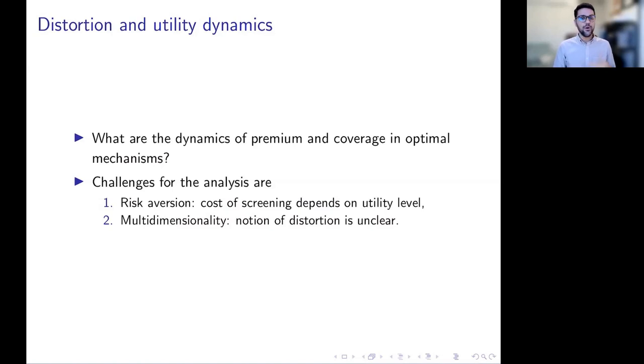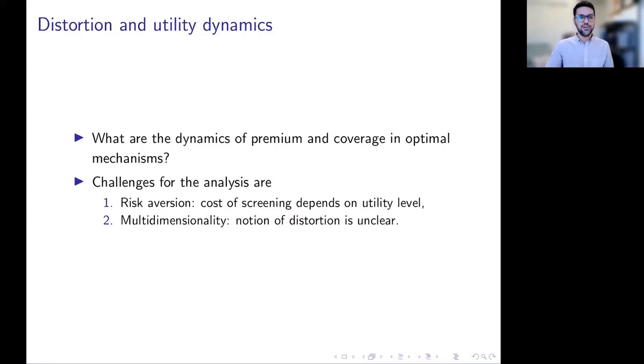The second one is the fact that the flow allocation problem, or flow contracts, are going to be multidimensional in nature. While in the standard screening problems, agents are typically offered a quantity of consumption and a transfer, and in that case distortions can be directly mapped to either under or over provision of consumption, here a flow contract is simply a set of income contingent consumption levels. So it's not that clear what it means for a contract to be more or less distorted.